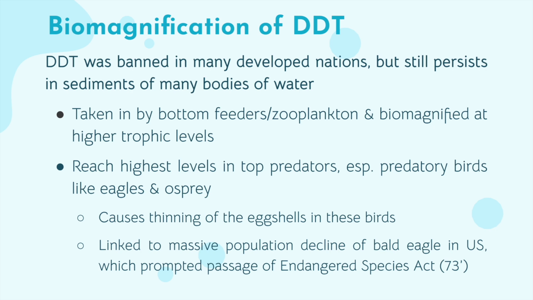So a lot of these POPs are going to be endocrine disruptors, which disrupt hormones and therefore disrupt reproductive capabilities. So in this instance, the DDT caused the shells of these predatory birds to be too thin, which means that the offspring weren't viable. Those eggs couldn't develop to the point where those baby birds would be able to hatch. This was linked to a massive population decline of the bald eagle in the US, which prompted the passage of the Endangered Species Act, which was ultimately a good thing, but it's unfortunate that the bald eagle population had to decline so severely for the Endangered Species Act to come about.